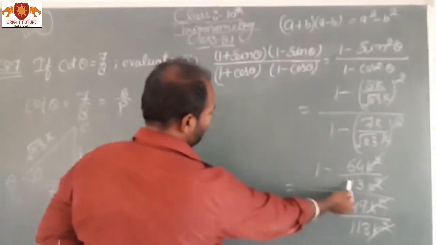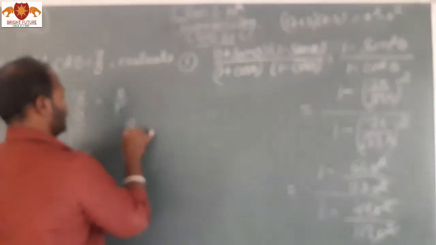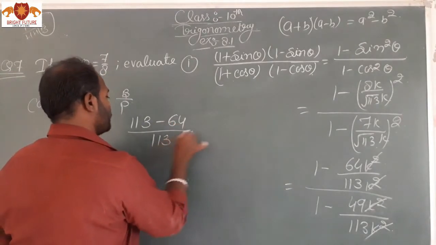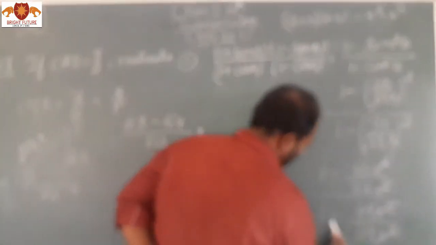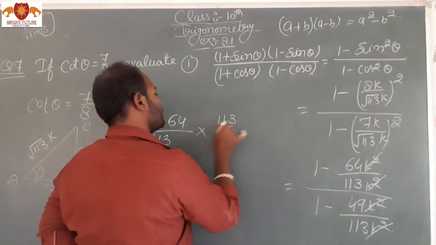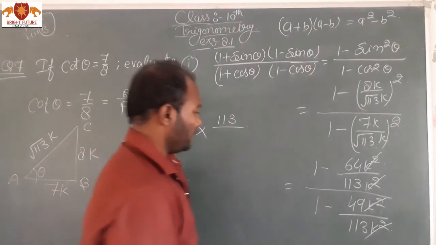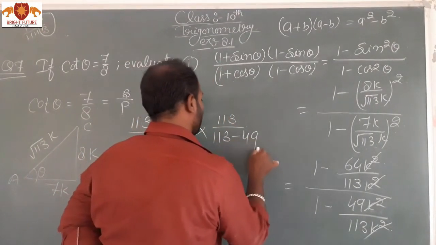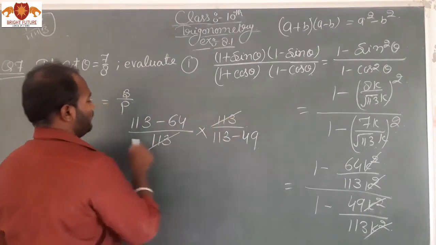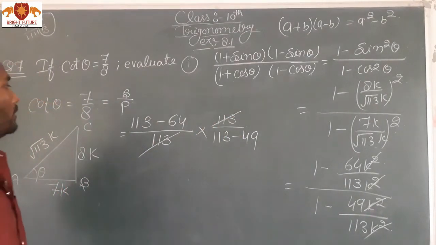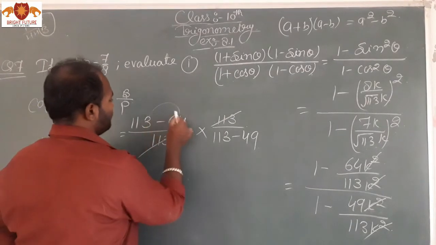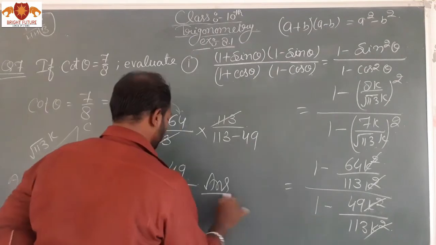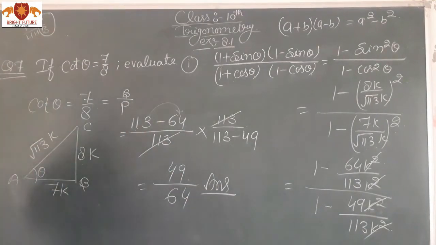अब क्या होगा यहाँ से इस 13 को मैं सॉल्व करूँगा. So I will get 113 minus 64 divided by 113. So I will get, and I will reverse this value. 113 becomes the numerator here, and 113 minus 49. You can clearly see that 113 we can easily deduct. Got it? Now I will subtract this type of value. So I will get the answer 49 divided by 64 here.